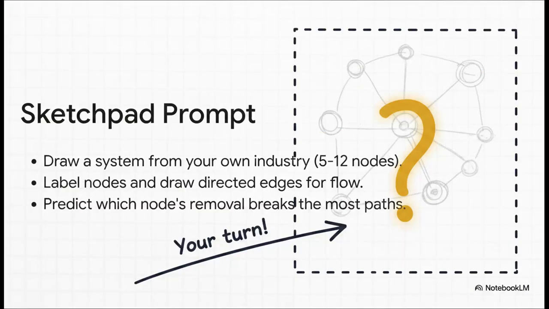So, as we wrap up this explainer, here is your Sketchpad prompt. Pick up your pen and sketch out a network from your own engineering domain. Keep it to about 5 to 12 nodes, label them, draw the directed edges for flow, and then make a prediction. Highlight the node you think is the critical bottleneck. If that node simply disappeared tomorrow, what would break first? Take your time with this. After all, what hidden vulnerabilities are quietly lurking in the systems you rely on every day? Sketch it out, and I'll see you in the labs.